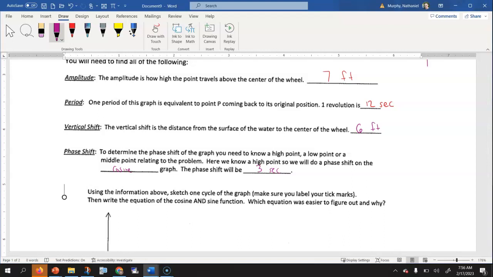All right, so we want to come up with an equation here. So we're going to use the cosine function because, again, we're using that high point. We could have used the sine function, but it's going to be a lot easier to deal with the cosine function for this one.